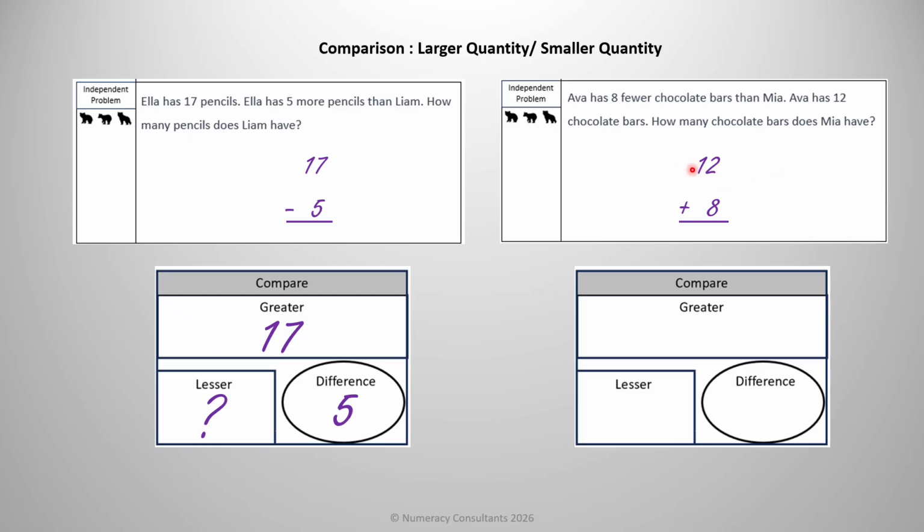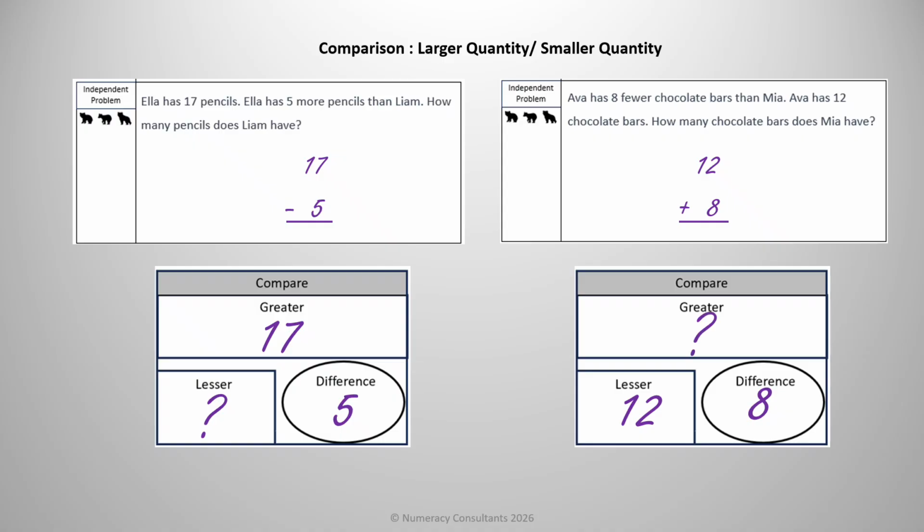And this isn't supposed to be there, but it's already there, so that's the reveal. But if we take a look, okay, we know Ava has 8 fewer chocolate bars than Mia, and Ava has 12. So we know that Ava has 12, and we know if she has 8 fewer, then Mia has more than she does. So we know what the lesser is, 12. We also know the difference is 8. It's just getting to the point where students understand, okay, if Ava has 8 fewer chocolate bars than Mia, it means Mia has 8 more than Ava. So that's the difficult part with this.